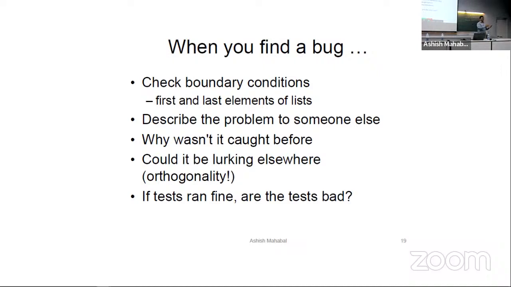When you describe it to someone else, you realize, oh, maybe this is not it. This is what it is. So please do that. And then ask yourself, why wasn't it caught before? What is the condition that came up now that led to that? And then that also tells you, could it be lurking somewhere else? Maybe you should look for it. And again, that tells you about orthogonality. Because if it is lurking somewhere else, then that means your code was not orthogonal.